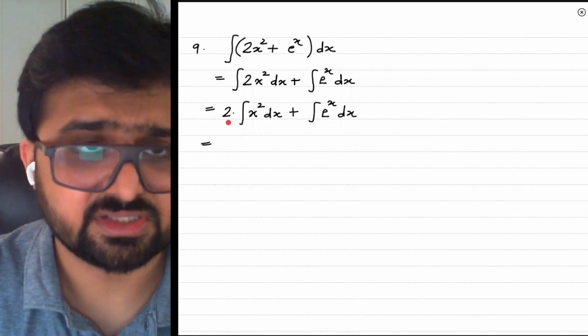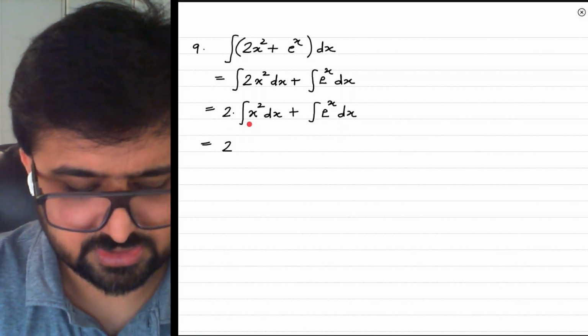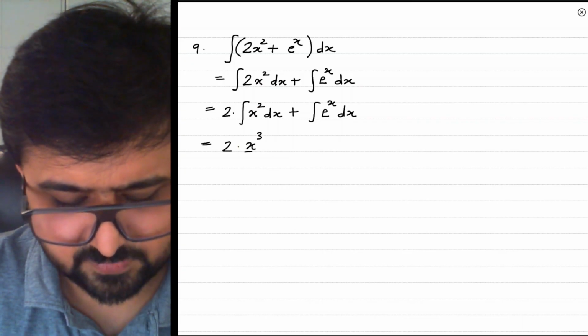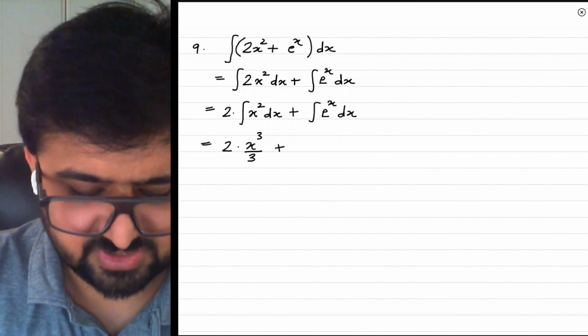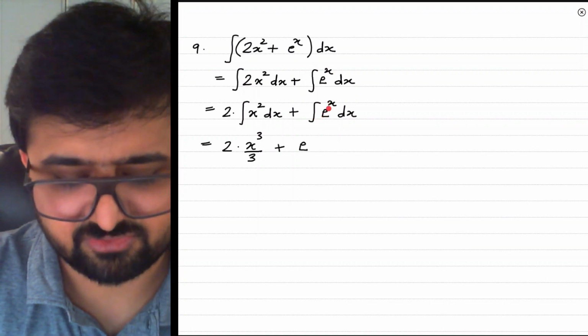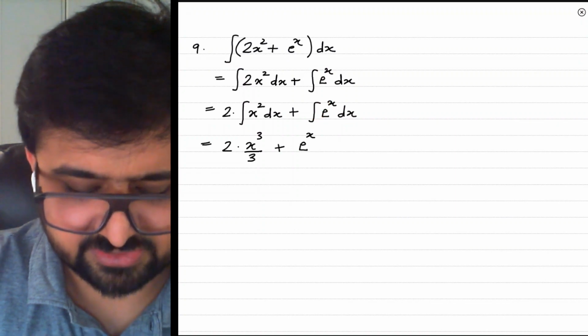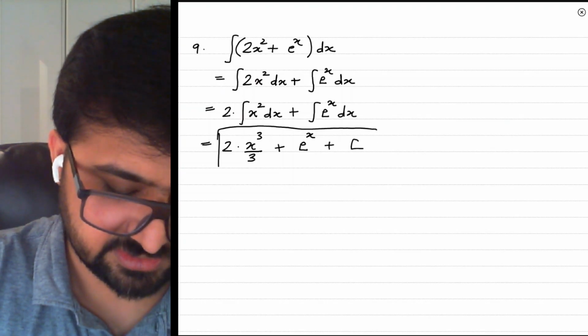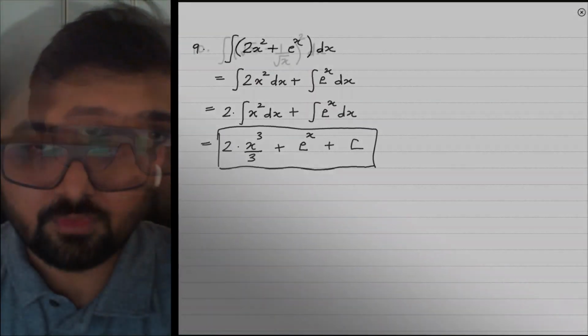Okay. Now you can write 2 times integration of x squared, which is x cubed by 3, plus we know integral of e to the power x is e to the power x, plus the constant c. That's your result. I hope that makes sense.